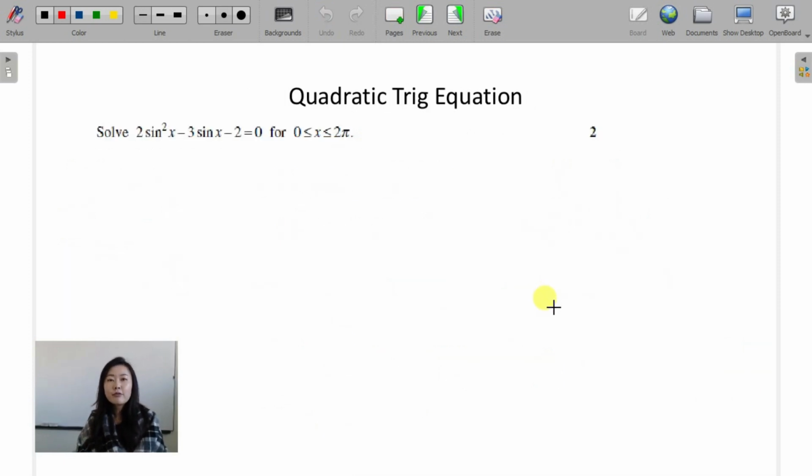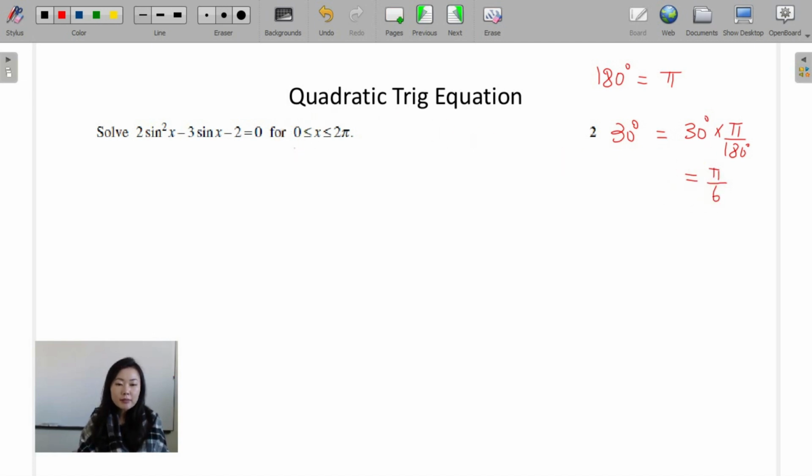All right, this time it's a quadratic in terms of sine x, and this time I've got the domain in radians. So this is the first question where I'm going to start solving the answers in radian form. Now, if you're not too familiar with radians, remember the conversion: 180 degrees is equal to pi radians. So if you have 30 degrees, it will be 30 degrees times pi on 180, which is pi on 6. Okay, so that's the radian equivalent answer.